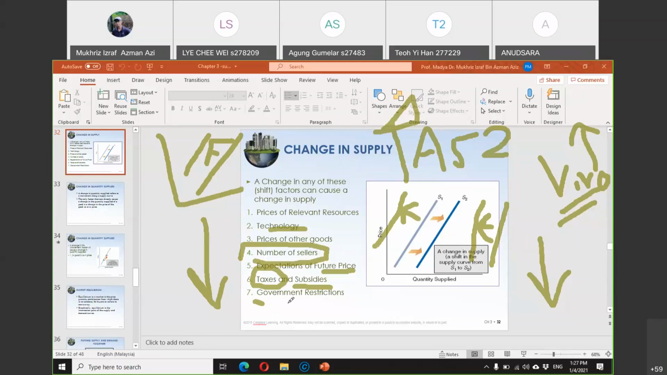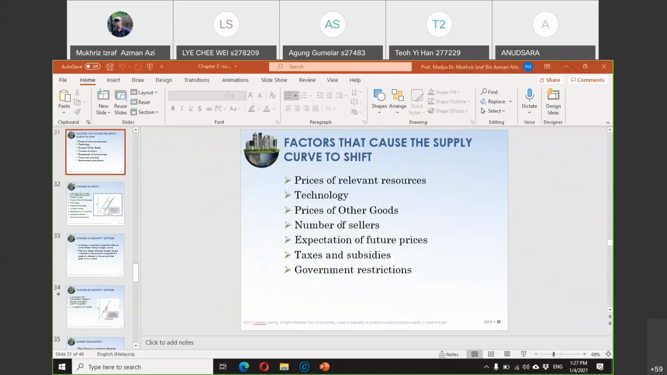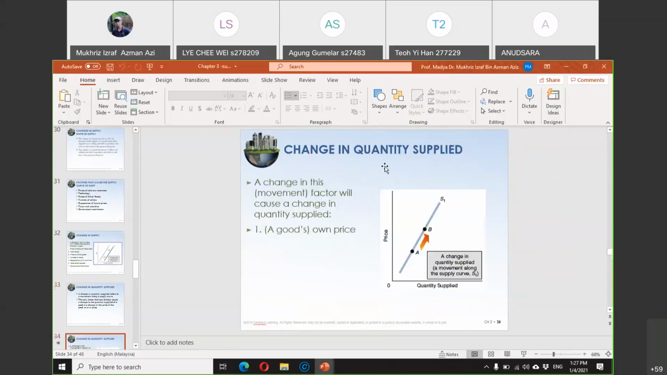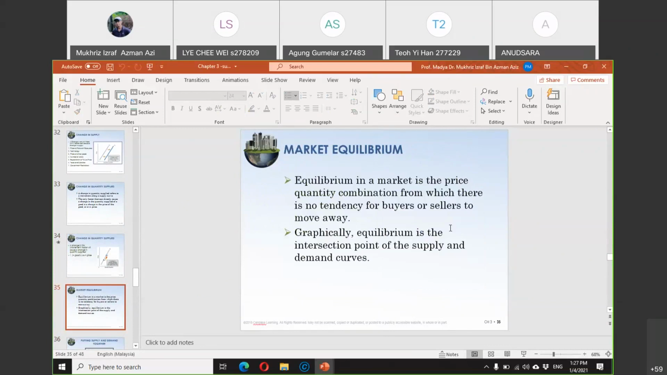The same as government restriction. If the government restricts the quantity of certain items that can be sold, supply will also decrease. It will also fall. So these are the factors. You can actually use your own logical reasoning to understand when supply increases or supply falls. But the main thing is to understand the difference between change in quantity supplied versus change in supply. Change in quantity supplied is just movement along the curve due to the good's own price. That is similar to what we learned in the demand section.